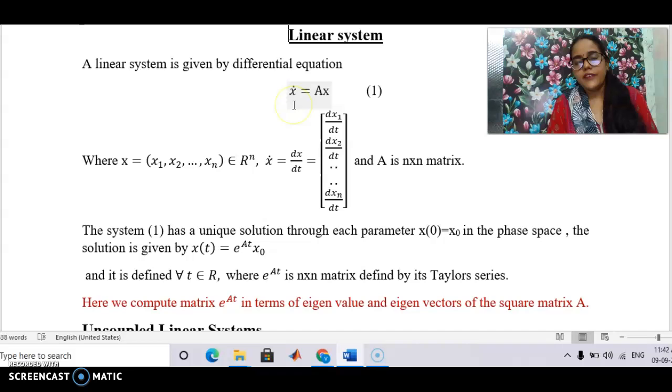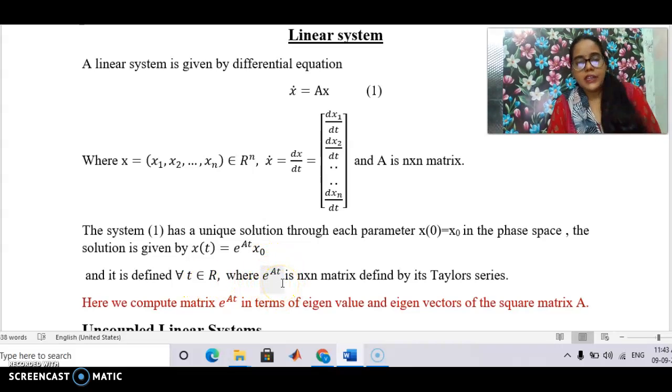If there is another equation, dx2 over dt equals a of x2, then we again get a simple exponential type of solution. System 1 has a unique solution through each parameter x naught. In the phase space, the solution is given by x(t) equals e to the power at times x naught, and it is defined for every t belonging to R.